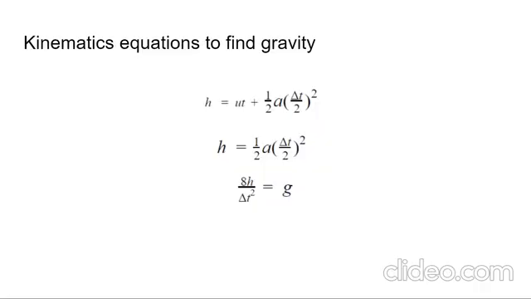As we know the initial height from which the ball was dropped, we can use the simple kinematics equation h equals ut plus 1/2 a (delta t)^2 to then derive acceleration due to gravity as g = 2h / delta t squared, where h is the height from which the ball is dropped and delta t is the time it takes for the ball to bounce once.